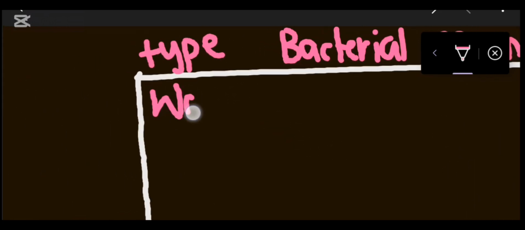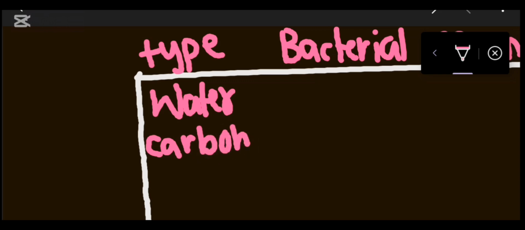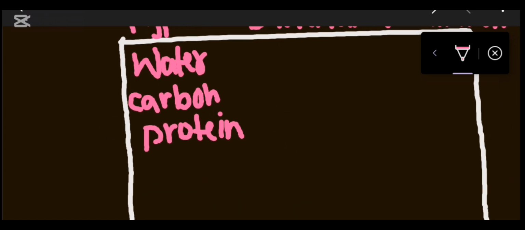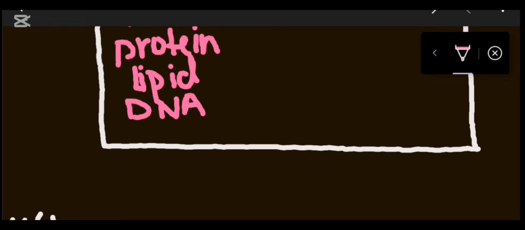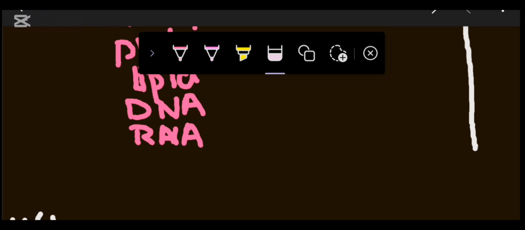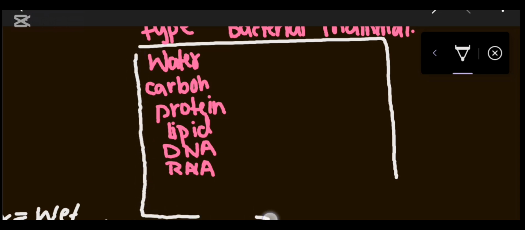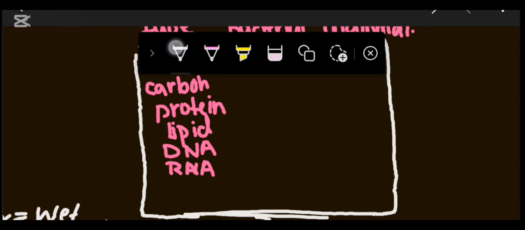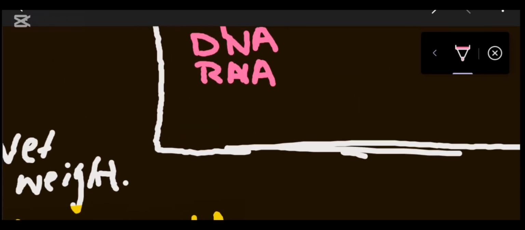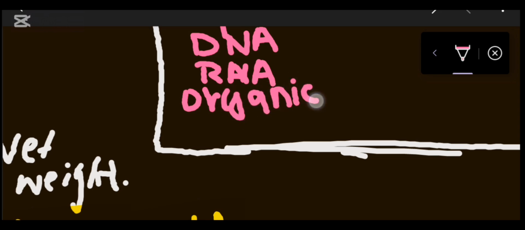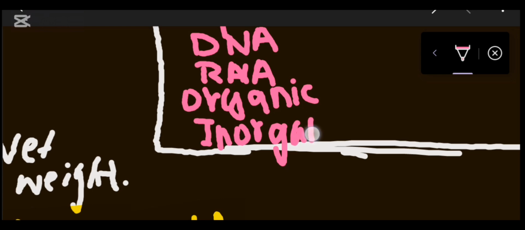So now here the type. First of all we do have water. Then carbohydrates. After carbohydrates we do have protein, then we do have lipids. Then DNA. After DNA we do have RNA. Fine. After RNA we do have organic compounds and then inorganic. So this is the chart whose percentages you have to remember.